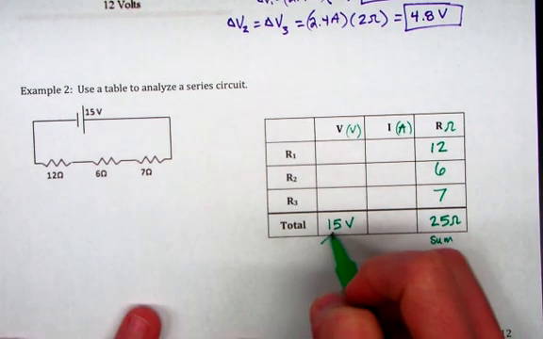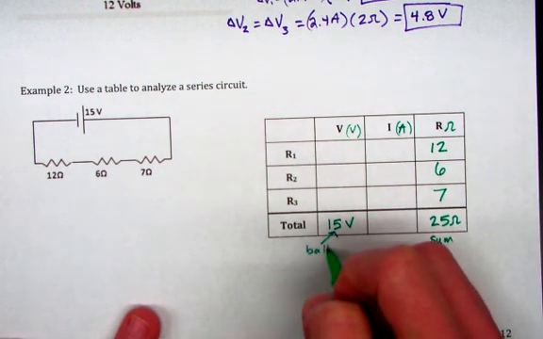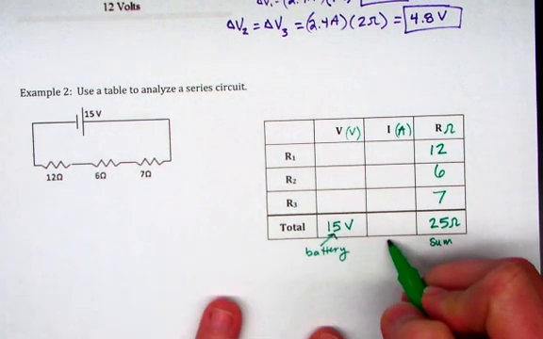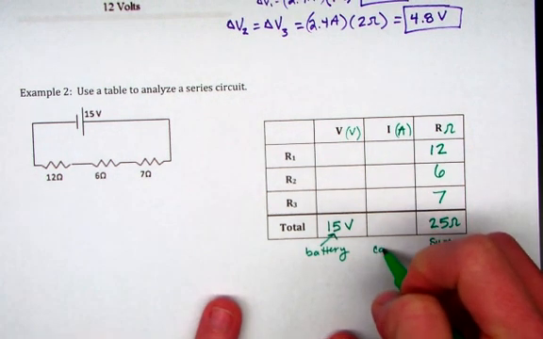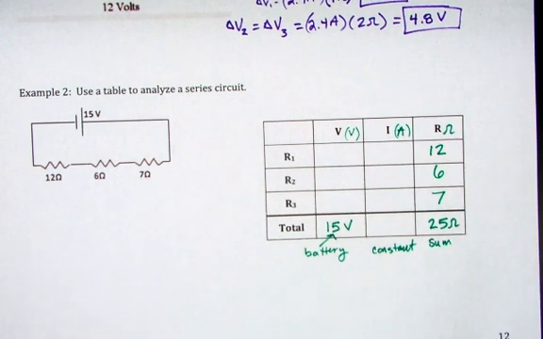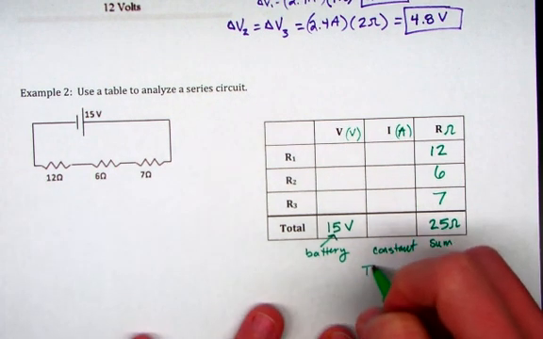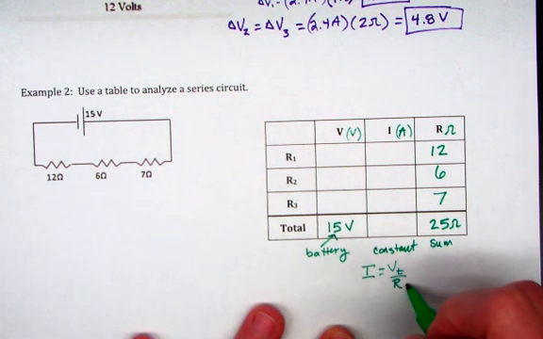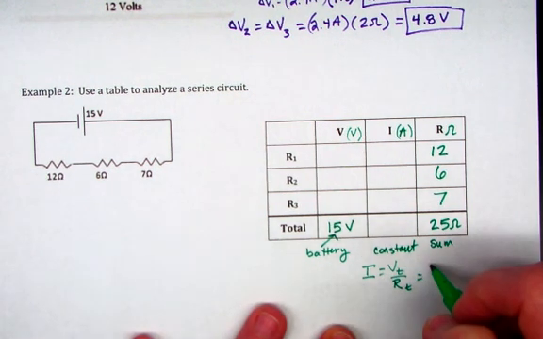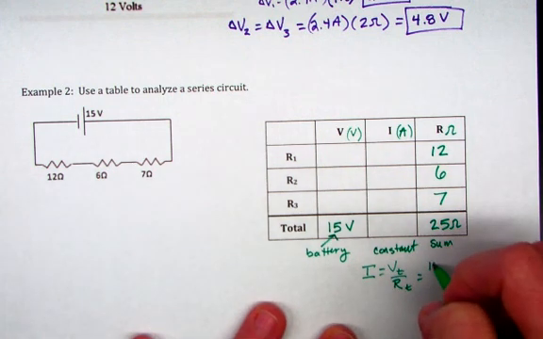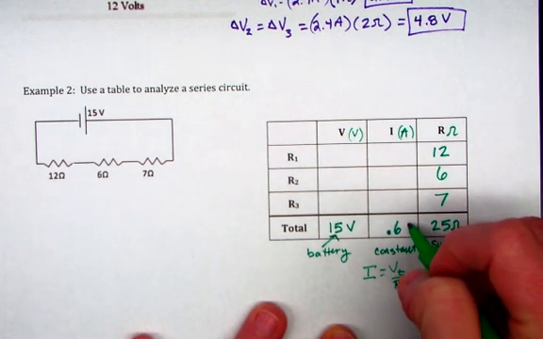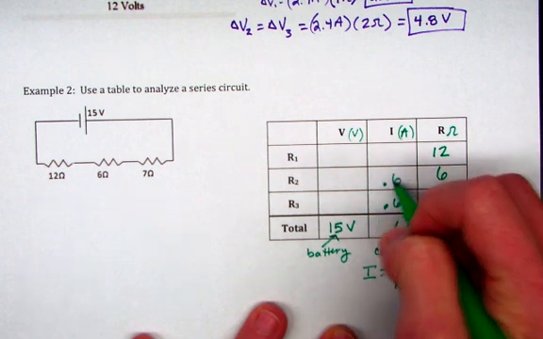And then here I get my total from the battery. Okay, what do I know about the current value? It's going to be constant. Okay, I know this is going to be constant. I also know then that I is going to be V total divided by R total, and so this is 15 volts divided by 25 ohms, which is 0.6 amps, which means this is 0.6, 0.6, 0.6.